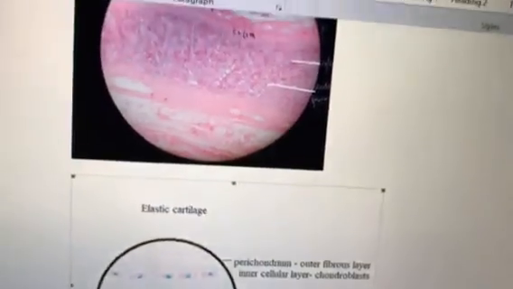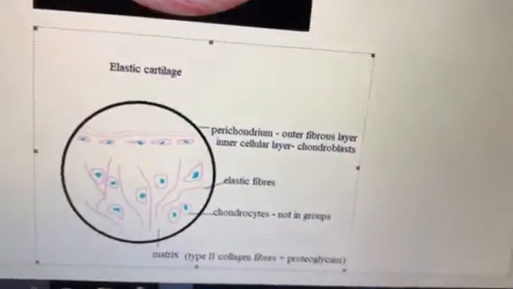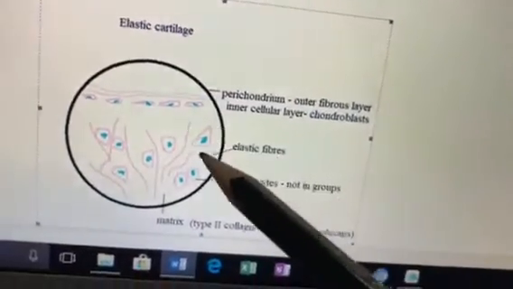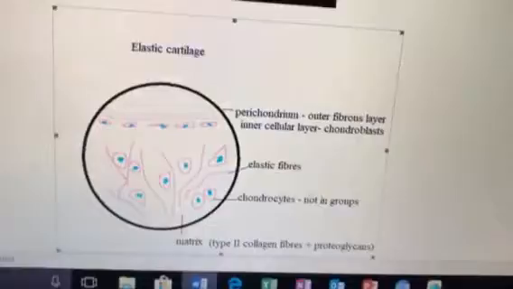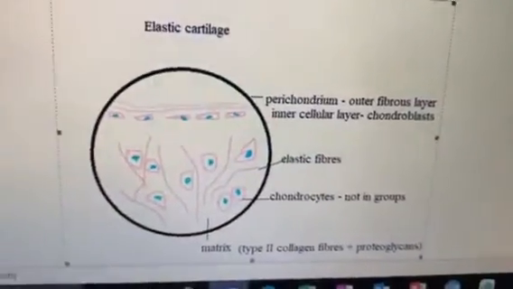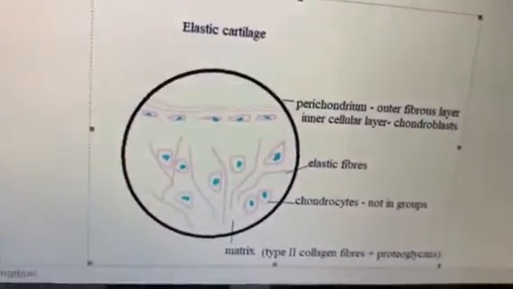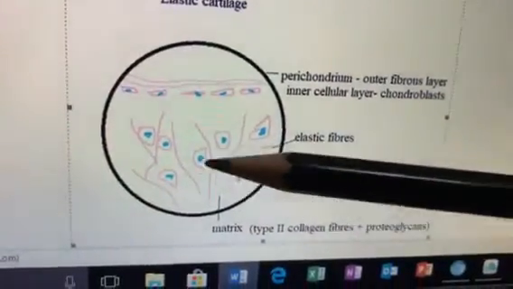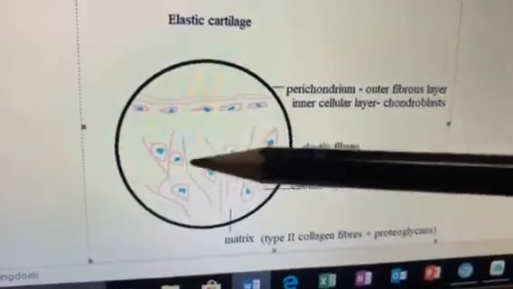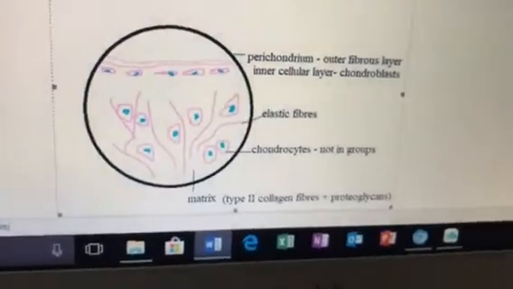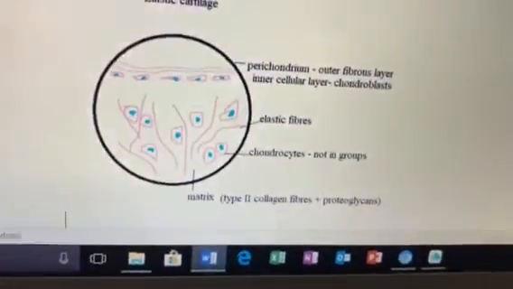In elastic cartilage also, the same things we are supposed to write. Same perichondrium, chondroblast, everything is same. But you have to draw elastic fibers. In hyaline and white fibrocartilage, we have not drawn the elastic fibers, but here you are supposed to draw the elastic fibers. And then you can see the chondrocytes not in groups, 1 or 2, but not in groups. And in between, the matrix will have type 2 collagen fibers. Understand? Only 3 differences. That's all.